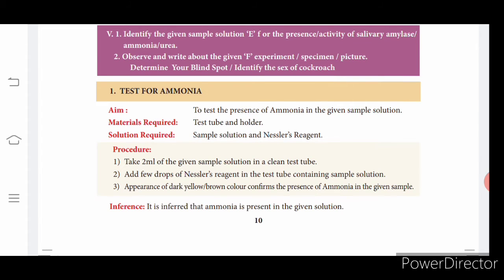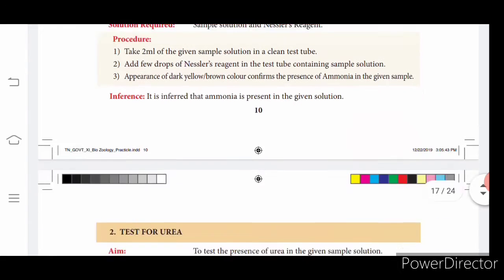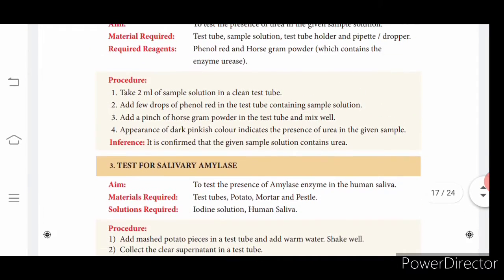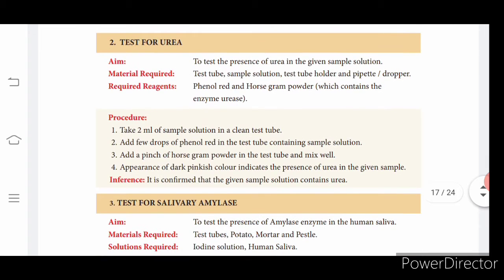Then the next comes in the fifth question: identify the sample given. Test for ammonia: write only the aim, materials required, solutions required, procedure and inference. Follow? I will show you this test through a video. I will make the video and do the test in our lab and show it to you. Once you get the chance, we can do the test also.